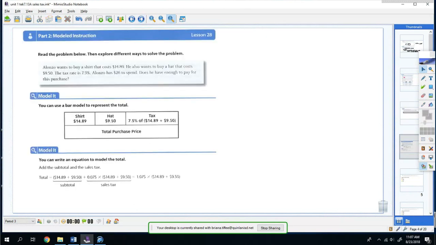Now it says read the problem below, then explore different ways to solve the problem. He wants to buy a shirt that costs $14.89. He also wants to buy a hat that costs $9.50. The tax rate is 7.5%. He only has $26 to spend. Does he have enough? So what we're going to do is follow steps, and on your paper, it asks you to write out the steps. The first step, step 1, is find the subtotal.